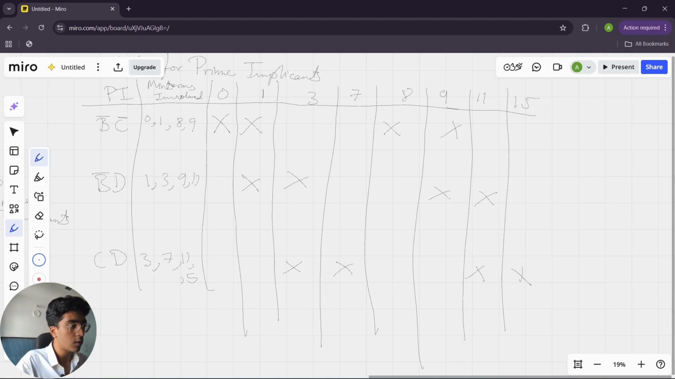Now we'll circle only those crosses which are singular crosses. See, in this column there is only one cross, so we will circle it. In these there are two crosses, we will not be circling it. In this as well, two crosses. 7 has only one cross, we will circle it. 8 only has one cross. 9 and 11 both have two crosses, and 15 only has one cross.